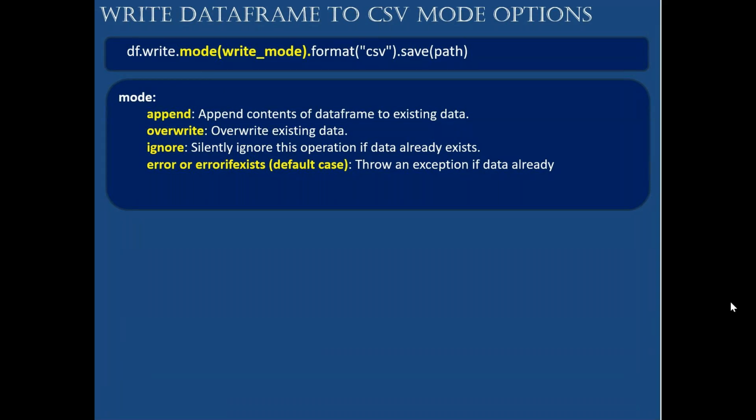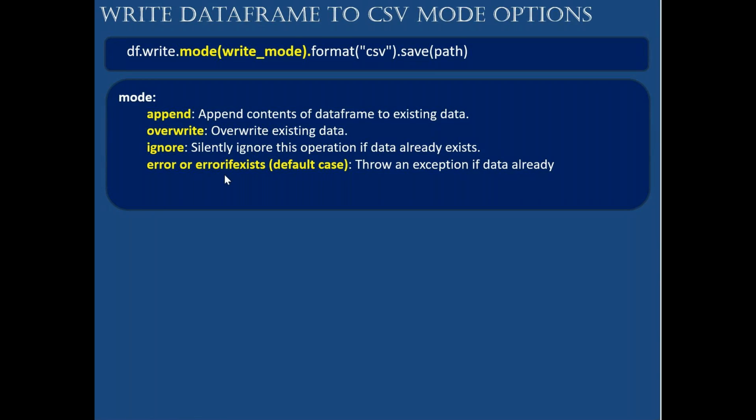Fourth one is the default case, default behavior. If you are not mentioning the mode option itself, what happens is, the first time it will write the data because there is no data. But second time onwards, it will find some data. So what do you want to do on that data? You want to remove that data and write this new data, or you want to add this new data to the existing data. It will get confused, that's why it will throw an error. Error is the default if you're not mentioning the mode.